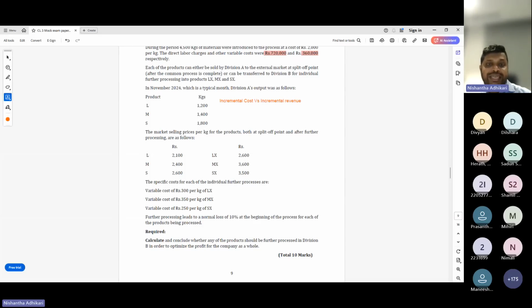Now you have to think, if you further process these products, what is the incremental revenue? What is the incremental cost? Right. Now we will see what the incremental cost and incremental revenue are for each product, and it says how many units you are going to manufacture. Clear? Right.